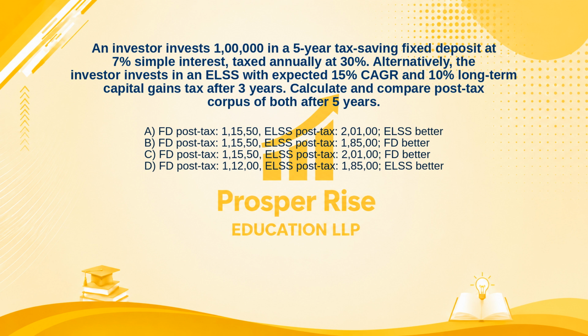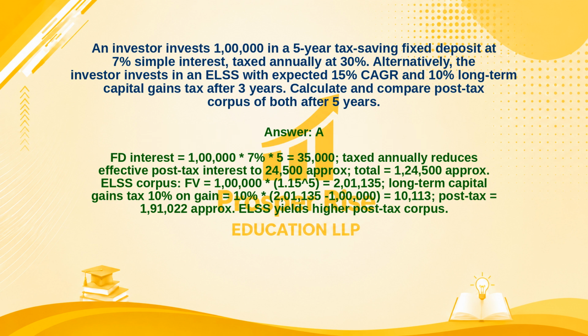The correct answer is Option A. Let's see why. FD interest equals 1 lakh times 7% times 5 equals 35,000. Taxed annually, this reduces effective post-tax interest to 24,500 approx. Total equals 1 lakh 24,500 approx.